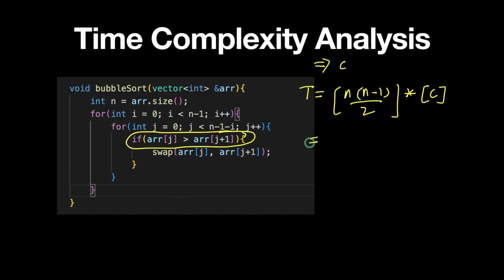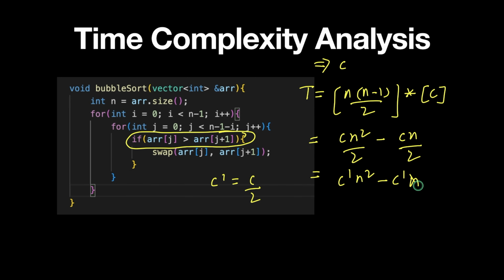So if I expand this expression, that would be Cn square over 2 minus Cn over 2. So if I consider C dash, a new constant, to be C over 2, we could simplify this expression as C dash n square minus C dash n. So we know that for time complexity analysis, we only consider the leading terms and we ignore the non-dominating terms. So in this case, the leading term is n square. So we can say that the time complexity is of the order of O of n square. So the time complexity of bubble sort is quadratic.